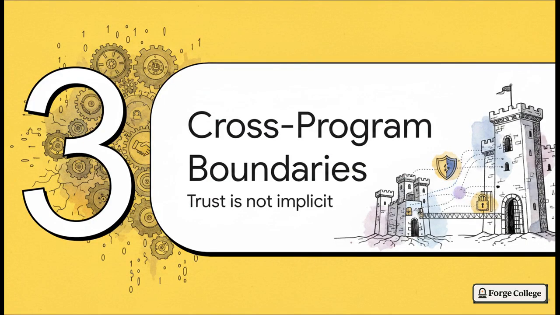Okay, Section 3, Cross-Program Boundaries, because trust is definitely not implicit out here.